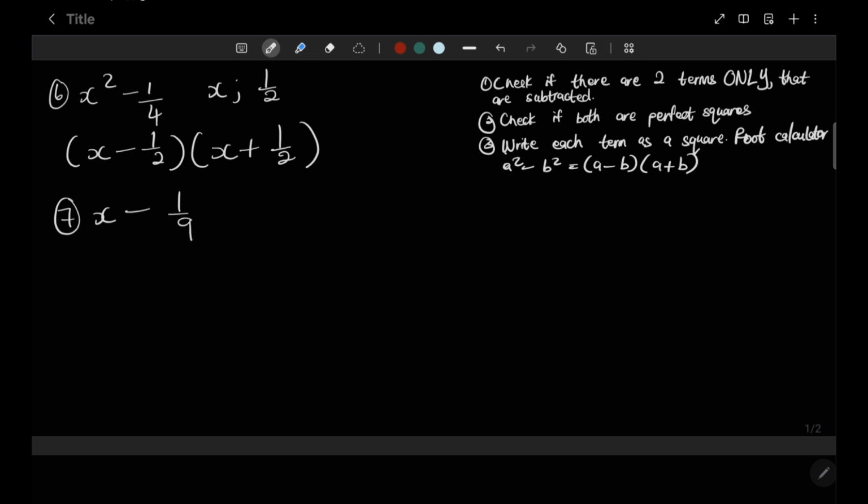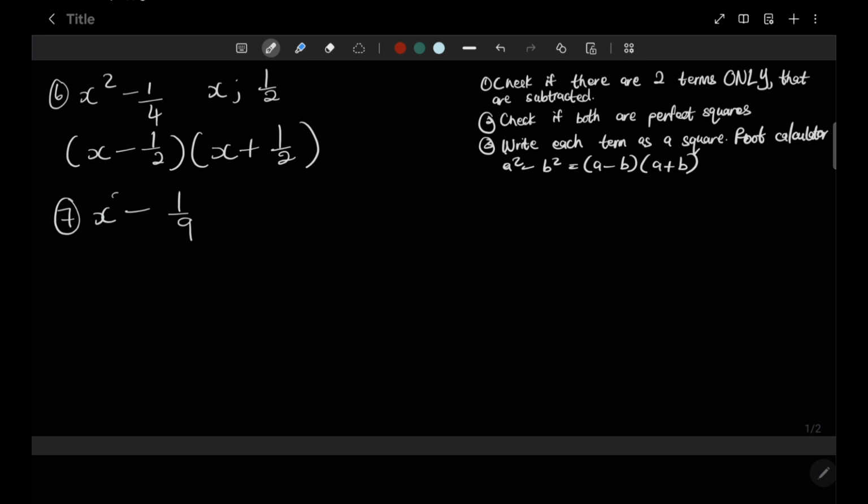What's the first step? Number 1, check if there are two terms only. You have x squared and you have 1 over 9. We have two terms only that are subtracted. We have a minus sign. So this is a difference of two squares. Number 2, check if they are both perfect squares.